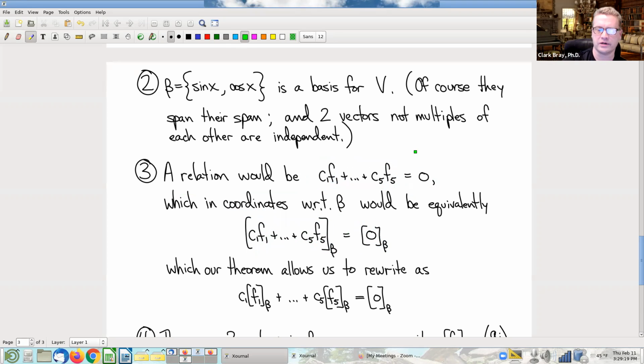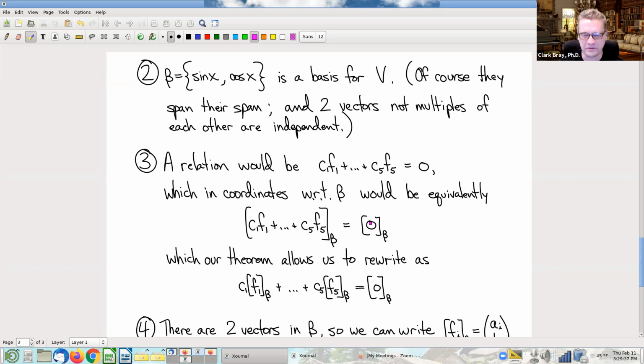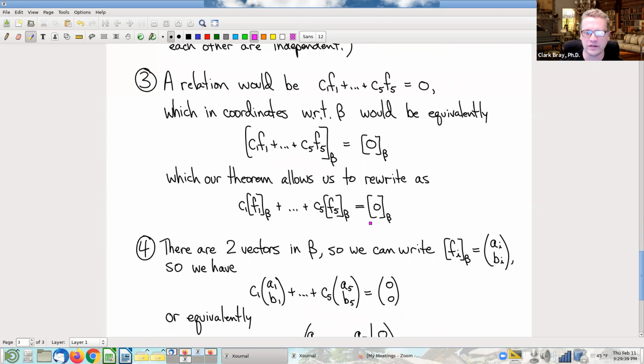And here's where we use our theorem. Our theorem says that the coordinates of a linear combination are that same linear combination of the individual coordinates. Okay. And all of a sudden, the problem has become a much easier problem. Let's think through the details. Why is the problem a much easier problem now?